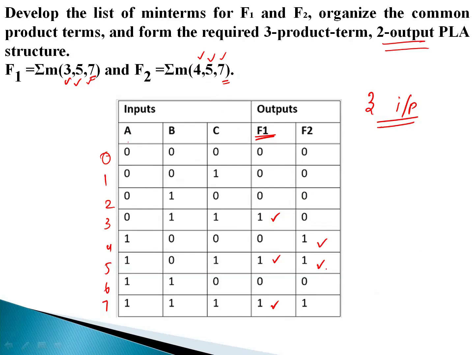Here, for 4, 5 and 7, we have substituted the output as 1. So this is your minterm table.